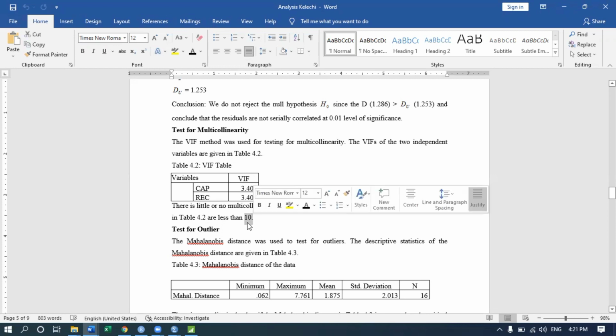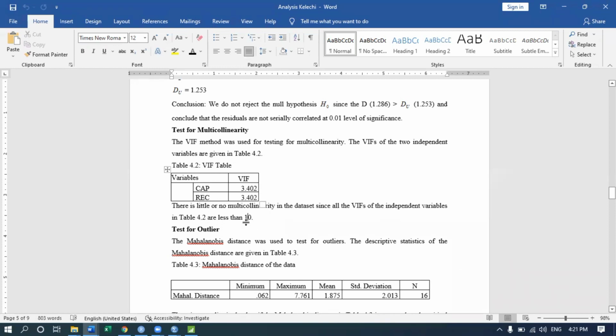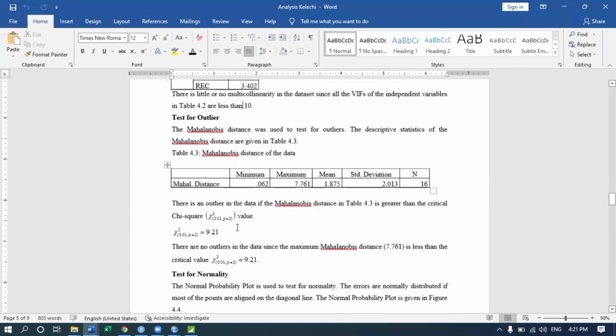Very simple. That's what I've been trying to say. So when you do the analysis, you're not learning any formula. You just use your point and click method to get the value of VIF. If it is less than 10, you know that there is little or no multicollinearity. It means you can go on.